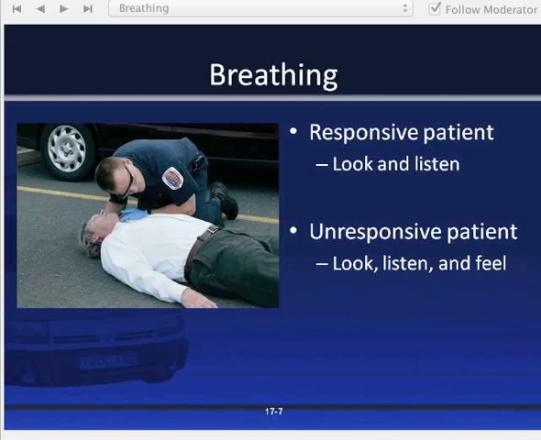When assessing breathing, you need to utilize the look, listen, and feel method. Responsive patients, you're going to look and listen. Unresponsive, you're going to look, listen, and feel.